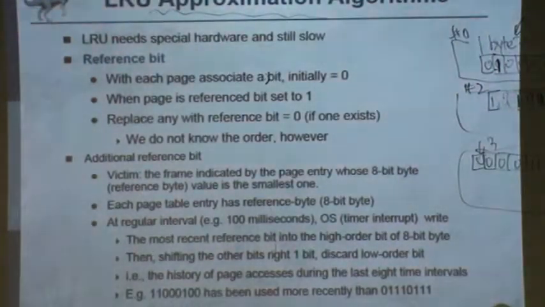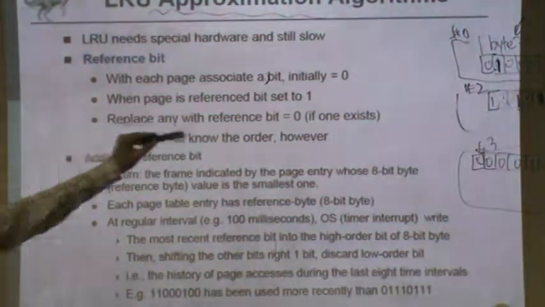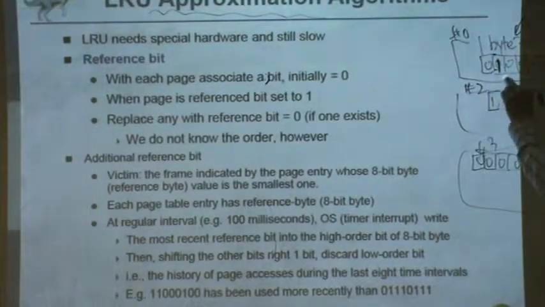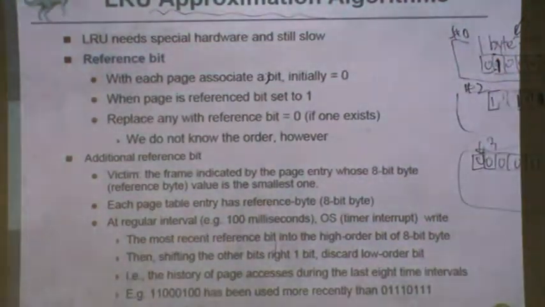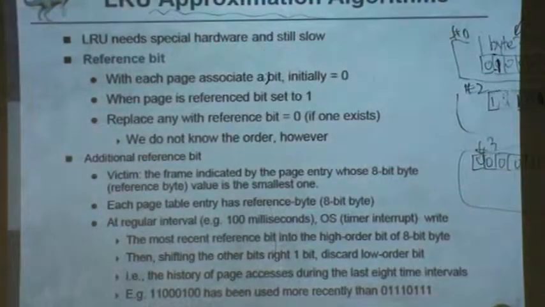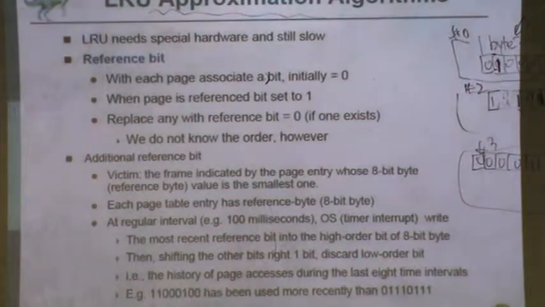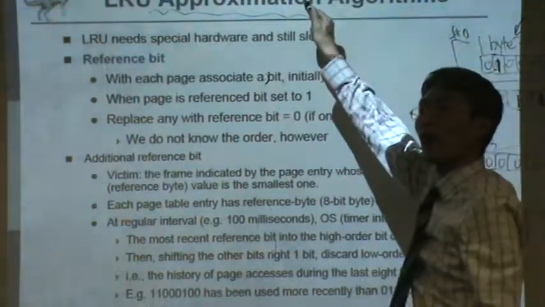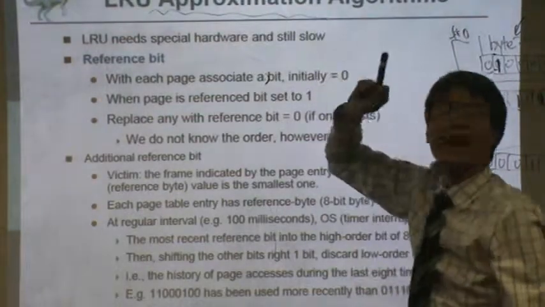Yes, each byte keeps track of each page. But how many times? 8. That is the reason we don't know anything older than 8 times. That is the reason it's called approximation, not exactly LRU.